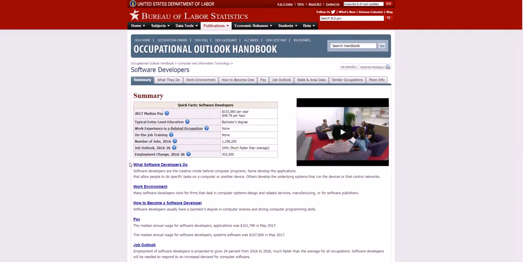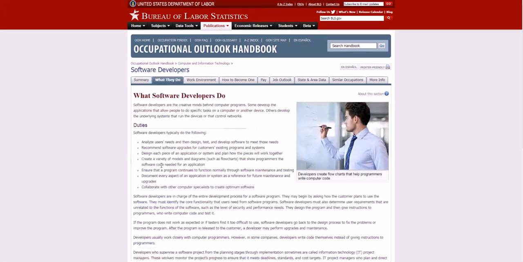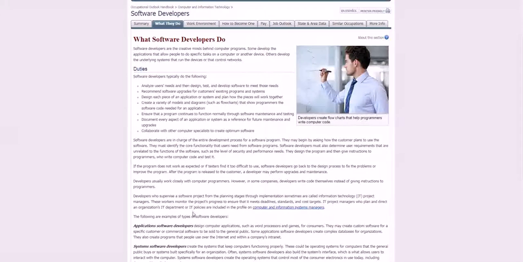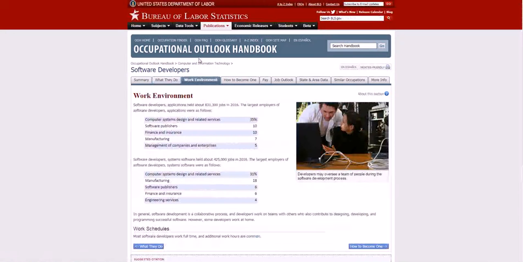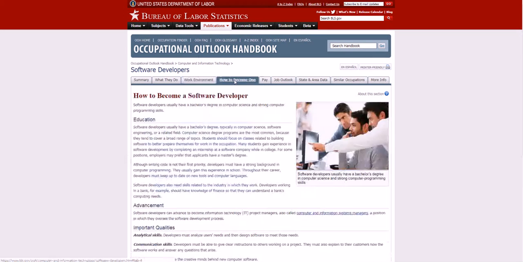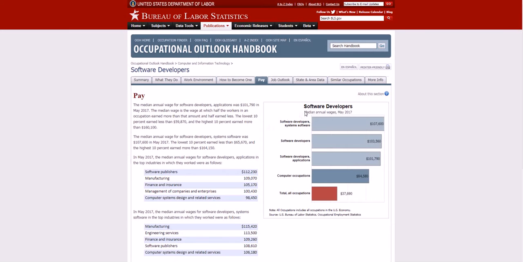Another thing that this is helpful for is, you can click on what software developers do, and it'll give you a little bit more information about the duties that they have. So you may have a sense of what someone does in a particular job, but you may not know for sure, so this will give you a little bit clearer understanding. You can learn about where they typically work. So these are like the different types of offices they would typically work in. How to become one, so it'll go through the typical education you would need. Pay, so it compares within different computer occupations, and this is the total of all occupations.